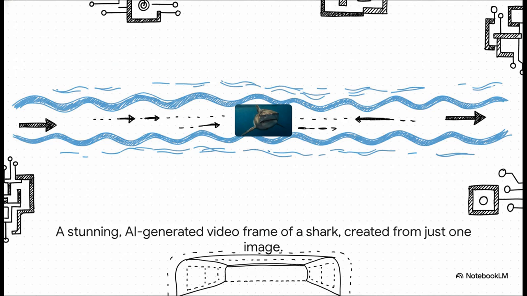I mean, just look at this. This incredible image of a shark. It's not just a cool picture, it's the actual starting point for a video where this thing swims right through the water. This is the awesome power of modern image-to-video AI.